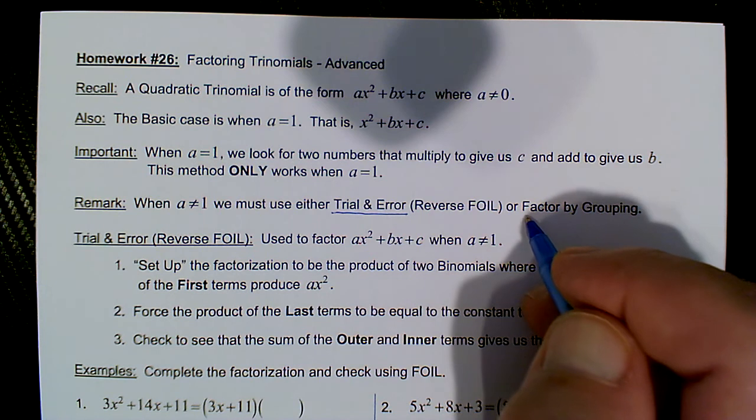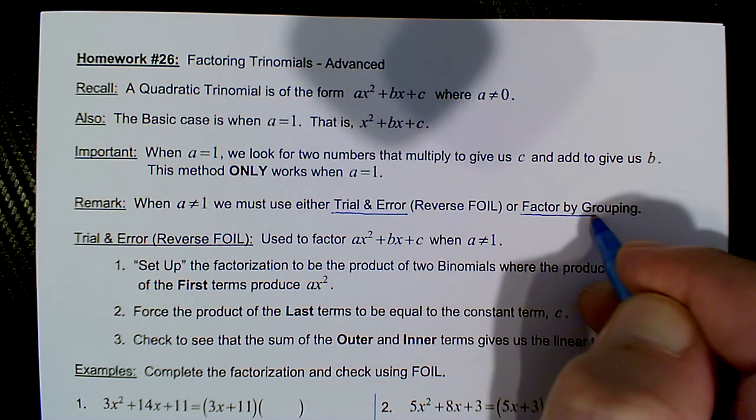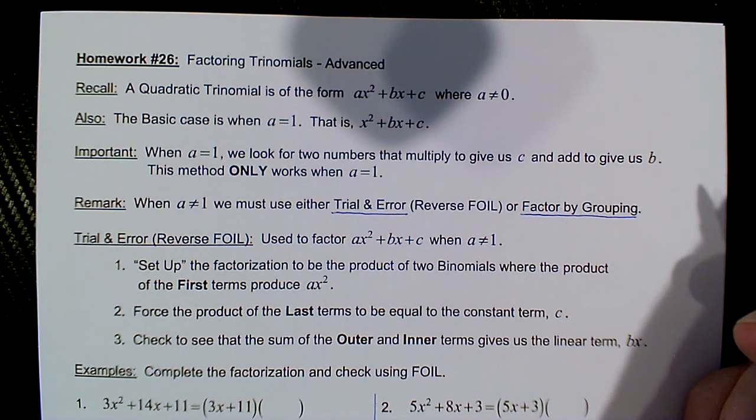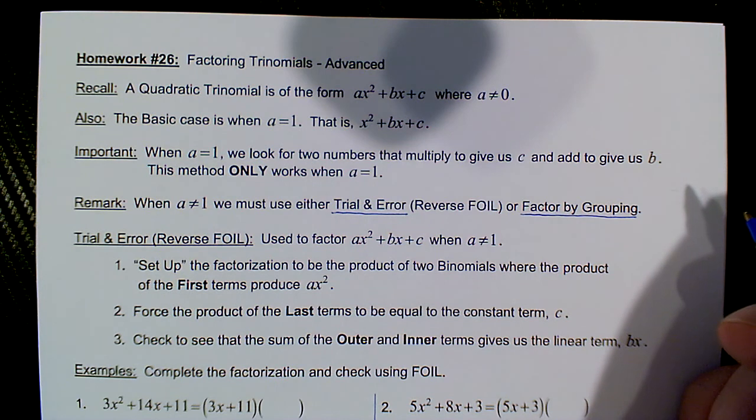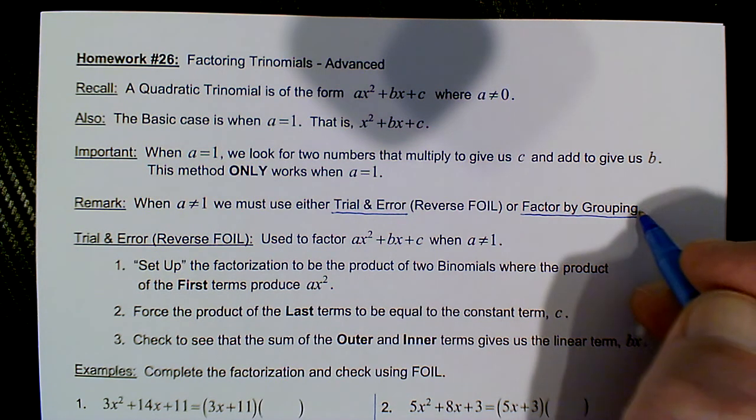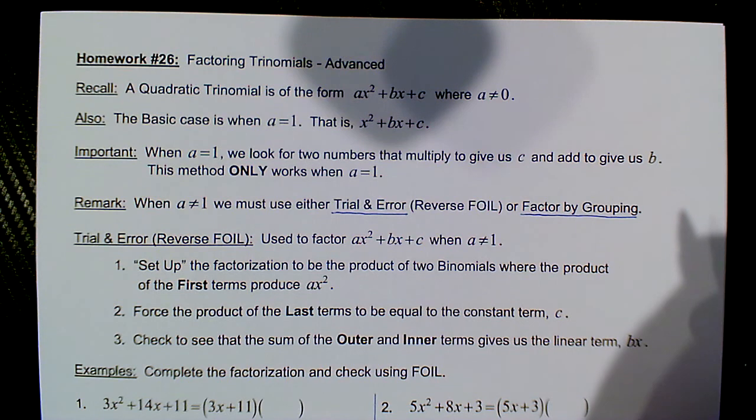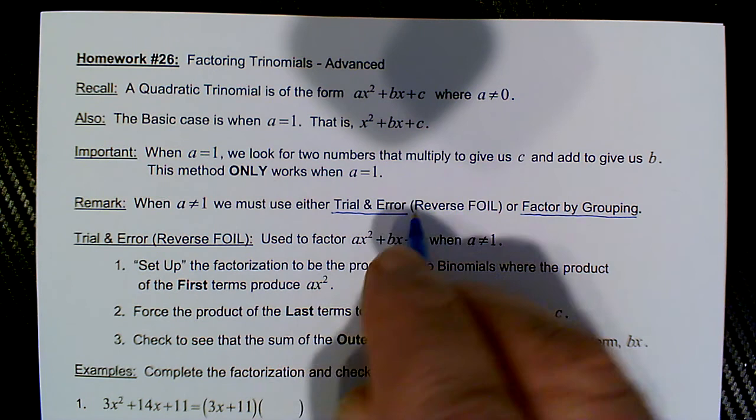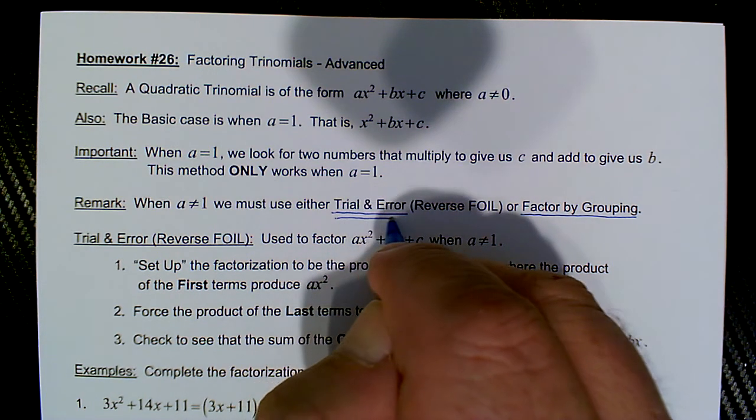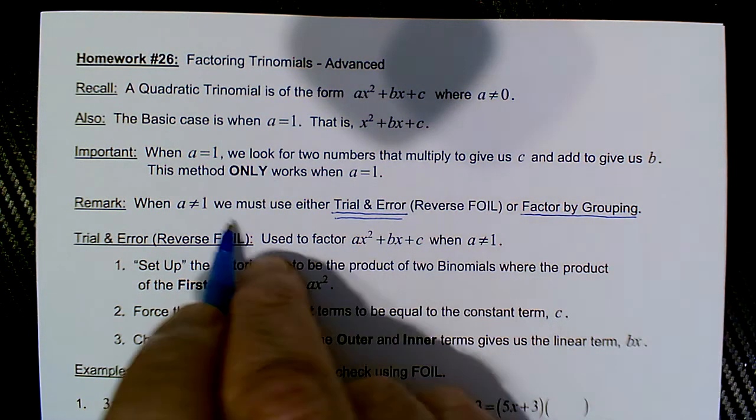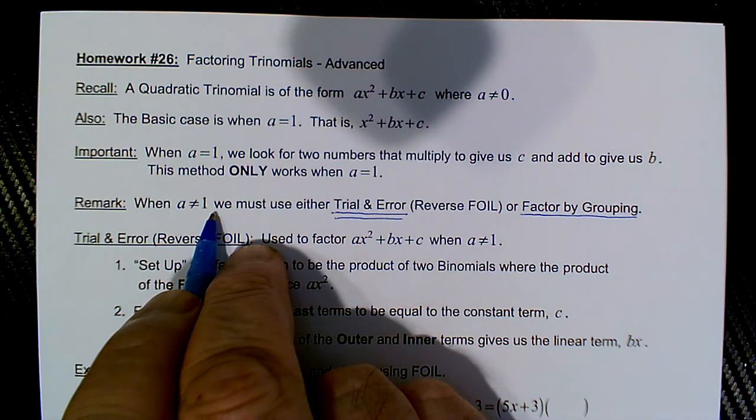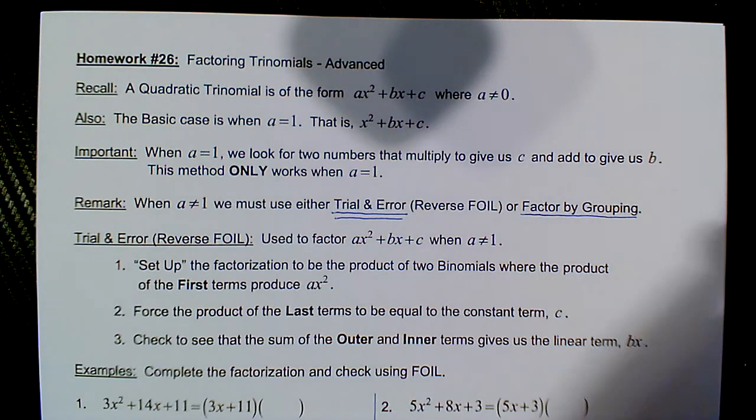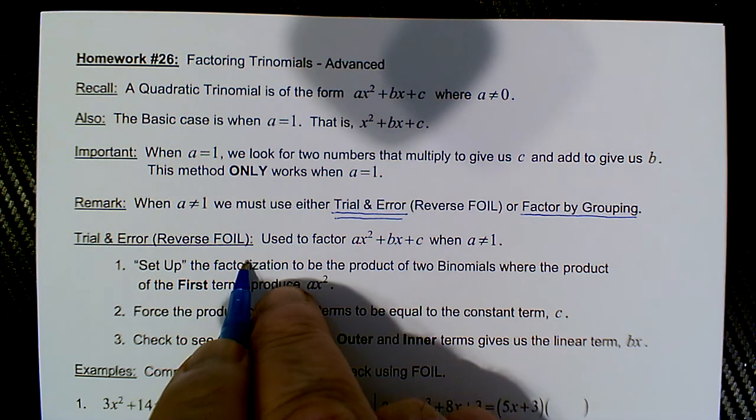We could use factor by grouping. That's something we looked at when we factored 4-term polynomials, but I'm going to consider factor by grouping only for 4-term polynomials. For quadratic polynomials, I'm going to suggest trial and error. And when a is not 1, we can't use the rule for multiplying to give us c that add to give us b. We have to literally reverse the FOIL method.